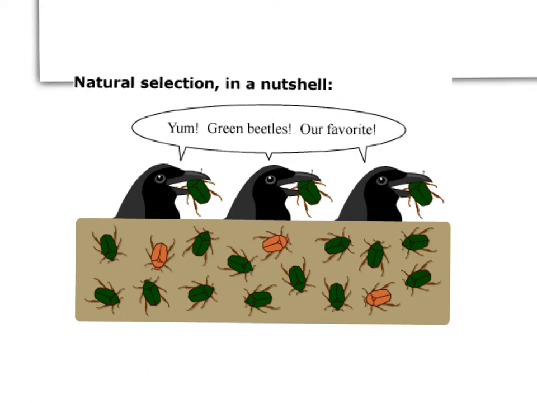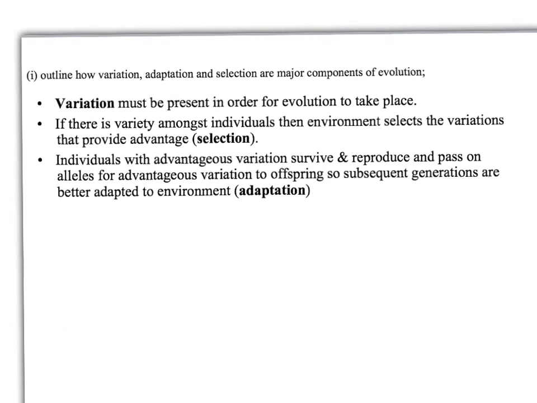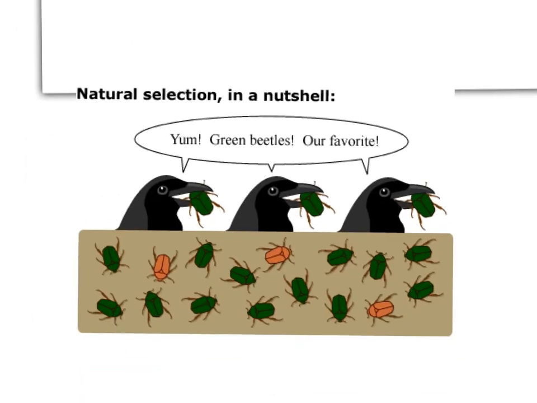Okay, so variation means that we have green ones and we have orange ones. Okay, but the orange ones are better adapted, because they're more difficult to see and therefore less likely to be eaten. Okay, they therefore survive. Okay, and what they do is they pass their genes for having orange colour onto the next generation. Okay, so the next generation tend to have orange colour. Okay, so that links the idea of variation. Okay, selection is the act of the birds eating the most conspicuous insects.